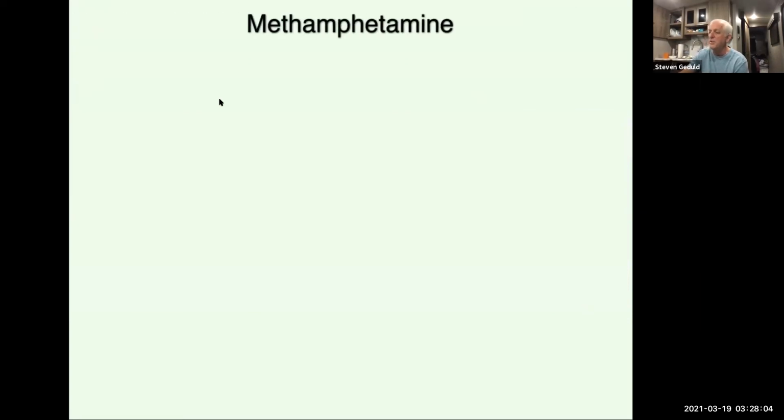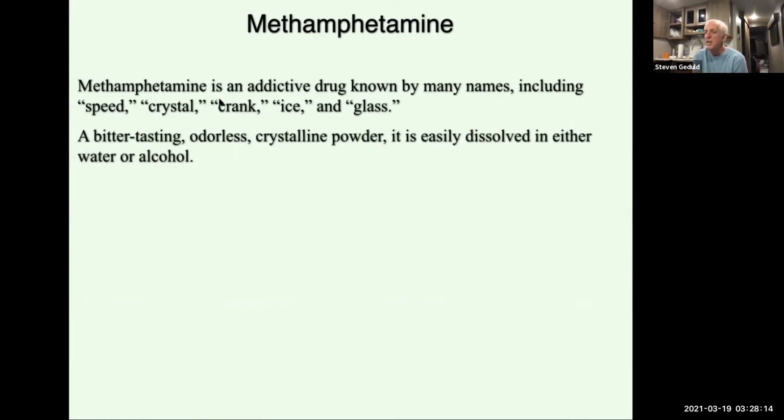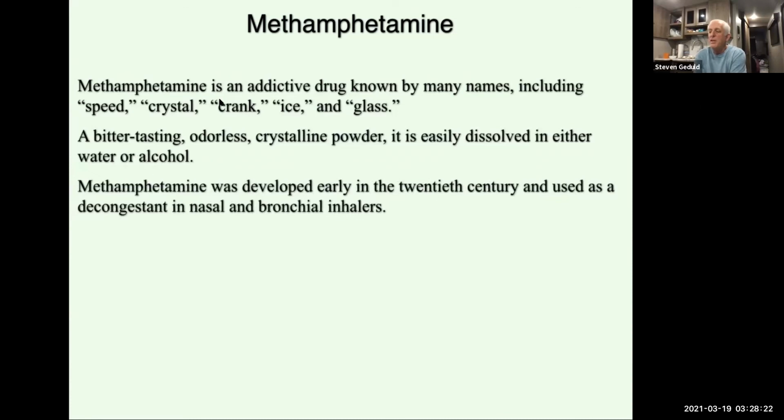Okay, methamphetamines. Methamphetamine is an addictive drug known by many names: speed, crystal, crank, ice, glass. It's a bitter tasting, odorless, crystalline powder that is easily dissolved in water or alcohol, polar compounds. Methamphetamine was developed in the early 1900s. It was used as a decongestant in nasal and bronchial inhalers.